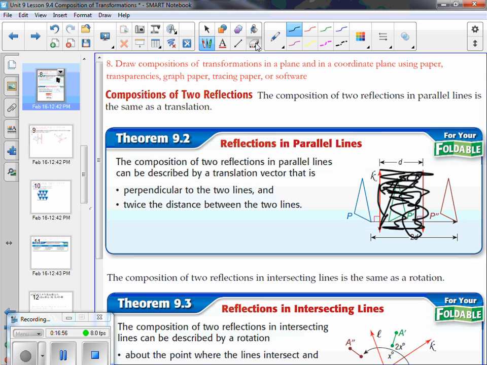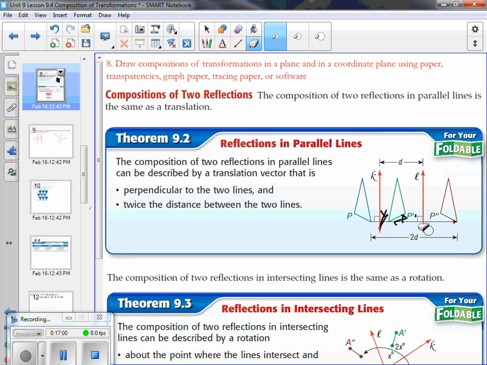Okay? Now, it does turn out that the direction that you went to translate must be perpendicular to each of those lines of reflection. But I tend to think of that as a result more than a try to make it that way. Okay?